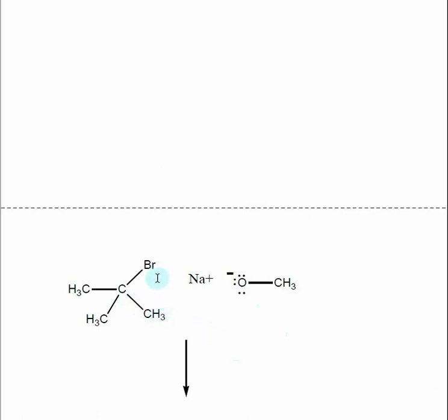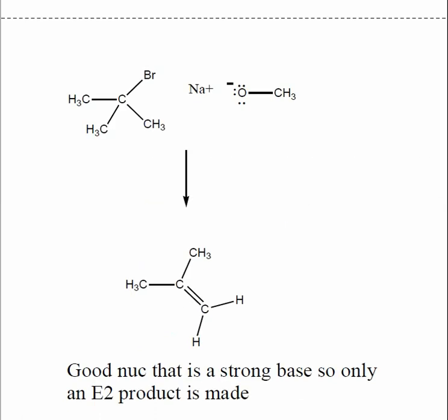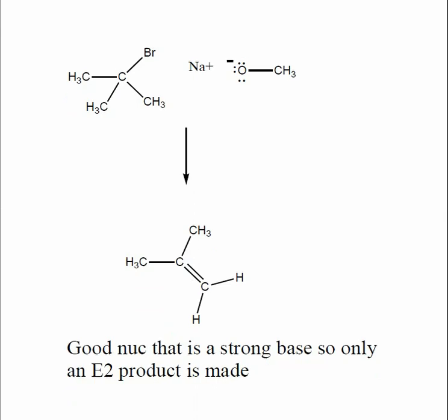Same deal: kick off the leaving group, kick off an adjacent hydrogen, and I draw a double bond across there. I get my product. I knew this because it's a tertiary halogen, a good nucleophile that's a strong base, and because it's a tertiary halogen, its only choice is to act as a strong base and undergo the E2 reaction.